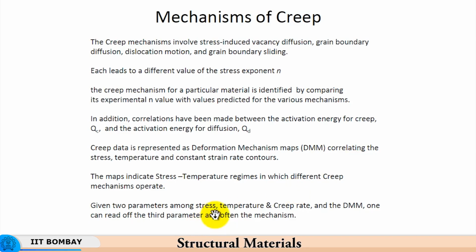So, now we have two parameters given among stress, temperature and creep rate, and once given the DMM, deformation mechanism map, one can read off the third parameter, and based on the characteristic value of that parameter, one can infer about the mechanism as well.